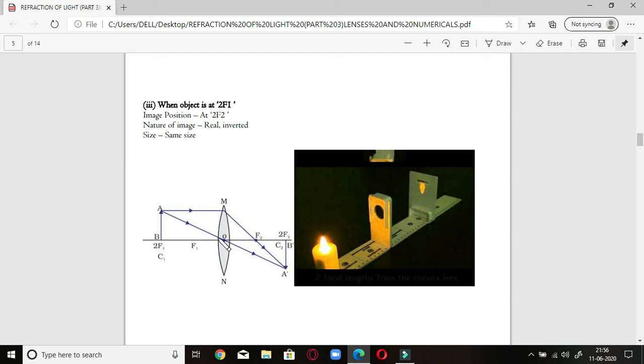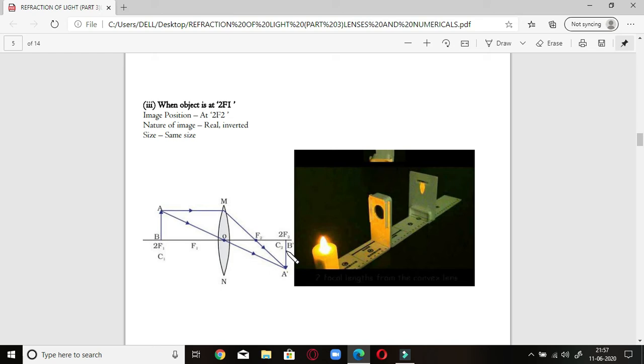Okay, as you can see here, one ray of course is coming from the object AB. This will pass through the center, this will strike the surface and will pass through f1. Another from the optical center straightway, and at 2f2 the image will be formed. You will find that the size of the image will be exactly same as that of the object. Okay, but only difference is that a real and inverted image will be formed in this case. Okay, so this is another one.